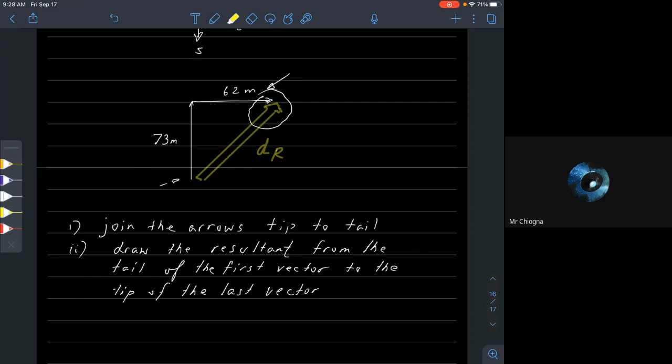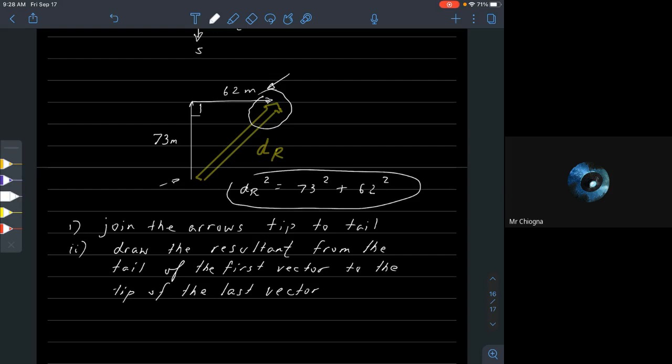Now, we're not done. First of all, notice, and this won't always be the case, but we like to always simplify to a right angle triangle. So this is a right angle triangle. Why does that make it easy for us? Because we know how to find dr. We can use the Pythagorean theorem. Dr squared is 73 squared plus 62 squared. And that's the first point. We like to work with right angle triangles because we can easily calculate the hypotenuse.